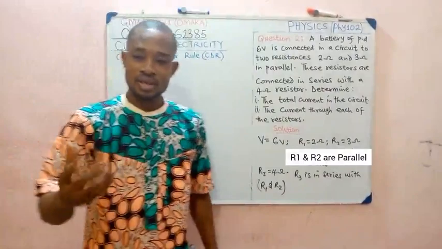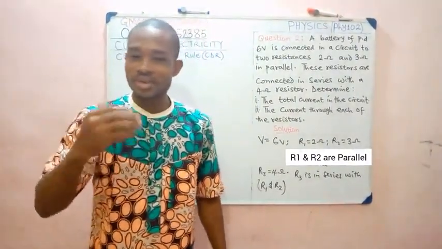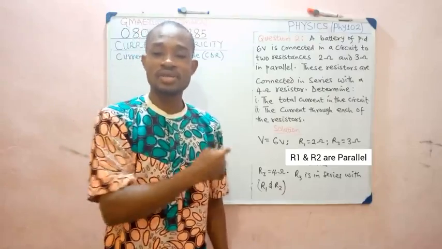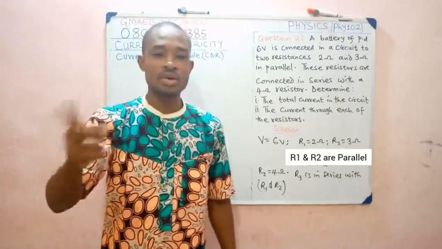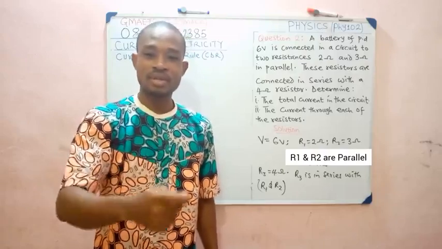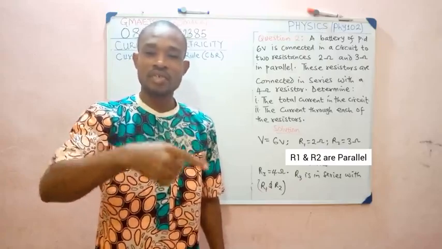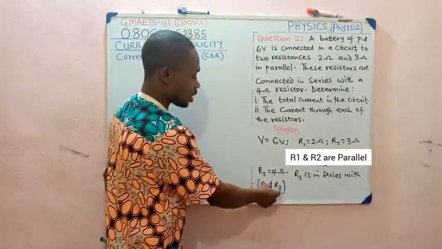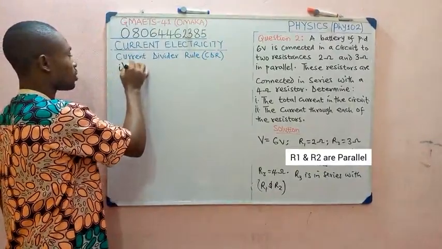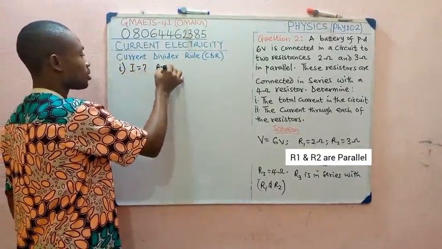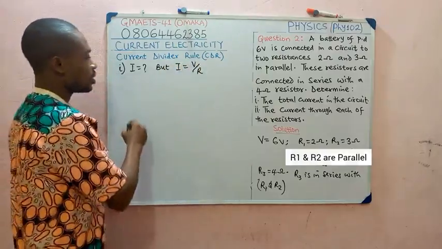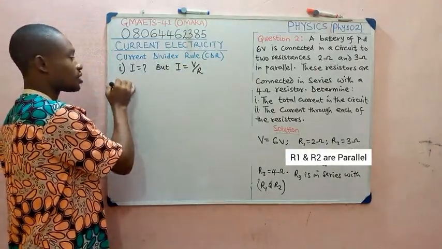To get the total current in the circuit, you know total current is equal to total voltage divided by total resistance. So we need to calculate the total resistance in this circuit. Recall the 2 and 3 ohms are in what? Parallel. So we'll use the parallel formula. Is that okay? To determine the resistance of R1 and R2. So let me write. The first part of the question, current we don't know, but we know that current is equal to total voltage divided by what? Total resistance. And so I'm going to calculate the total resistance first.